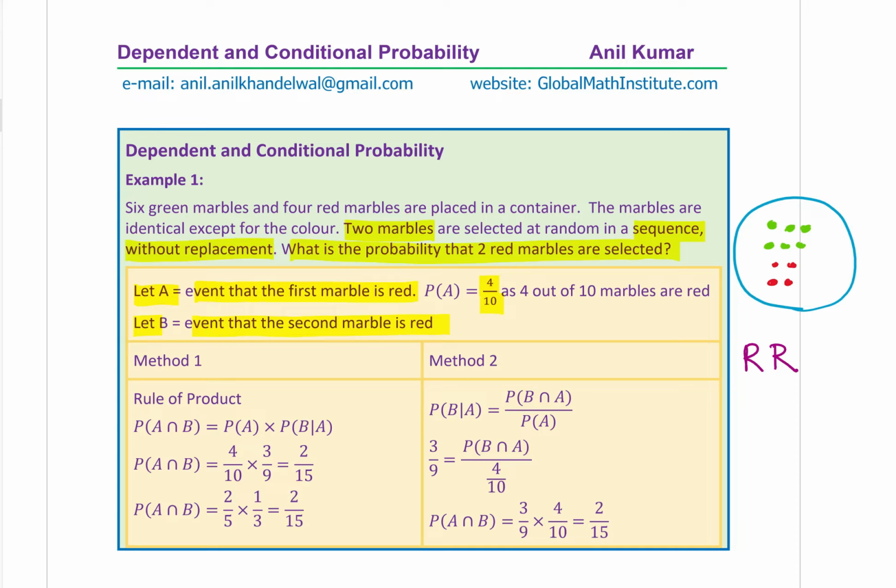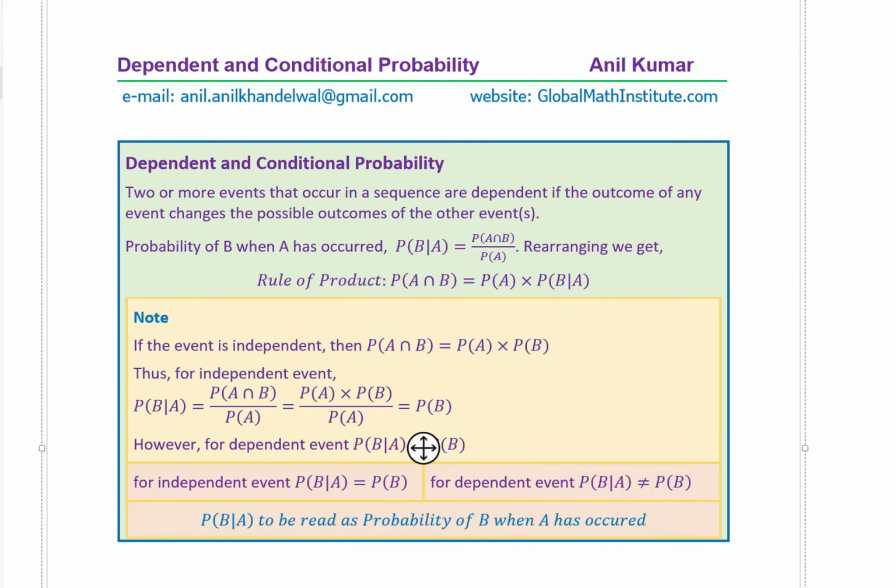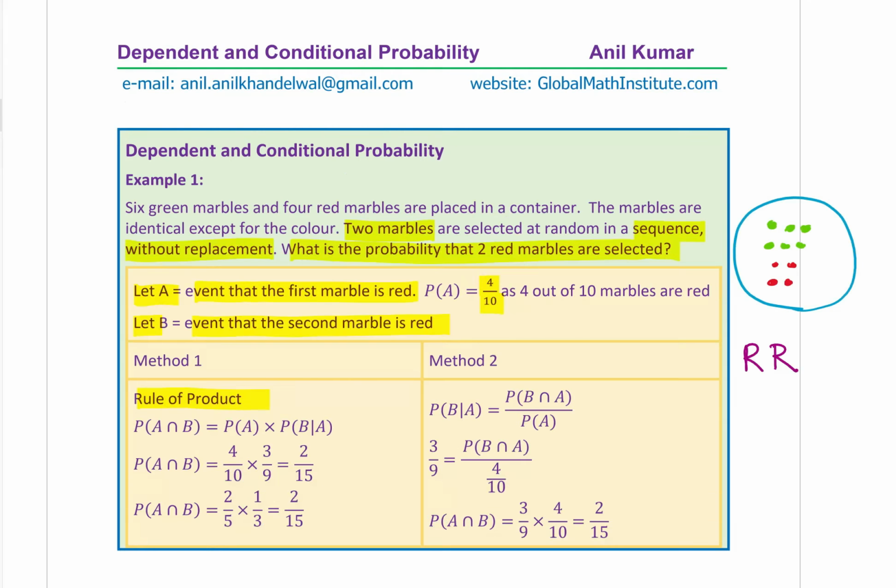Now, to solve this question, we are going to use 3 methods. Method number 1, we are going to use the product rule, right? Product rule is, let's get back and see what the product rule was. Whenever we have dependent conditional cases, then the product is probability of A times probability of B when A has occurred, correct? So we'll use this probability of A times probability of B when A has occurred as the probability of A and B. Since we want both red, right? Event A is red, B is second time red.